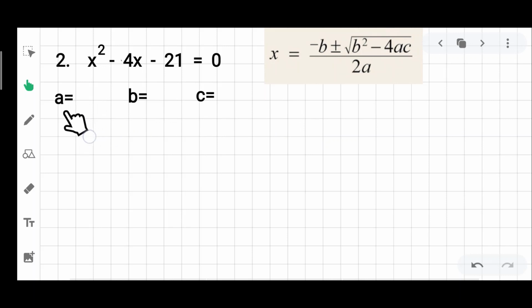Okay, so i-fill out na natin kung ano yung mga values ng a, b, and c. So, ang value ng a natin dito sa number 2 is 1. Kasi, kapag walang nakasulat, 1 ang nakasulat dyan. So, b naman natin is, yung numerical coefficient ng x is negative 4. Don't forget the sign. So, kailangan nyo lagi tumitingin sa sign. Pag dito pa lang mali na kayo sa lahat. So yung c natin yung number lang, which is constant, negative 21.